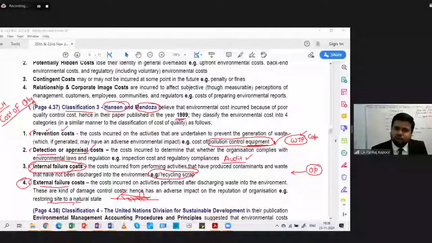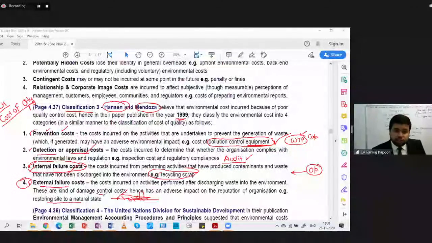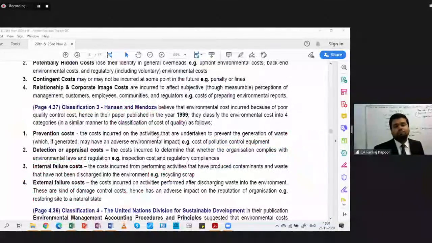Friends, many a time you solve an accounting question and you see that there is a decommissioning charge. At the end of the project, you need to restore the site to the condition in which it was originally, prior to starting the project. Such a nature of cost comes under the external failure cost because you harmed the site and now you are bringing it back to the original position. Okay, so I believe that the classification according to Hansen and Mendoza is also clear to my friends.